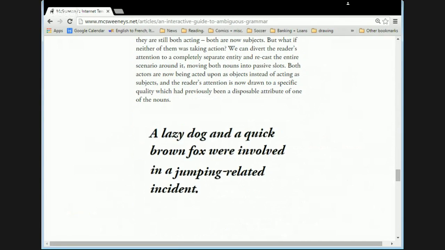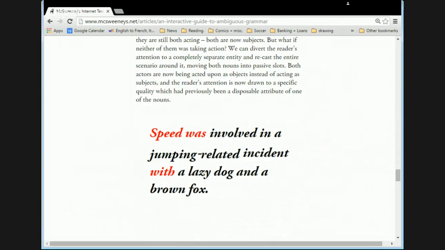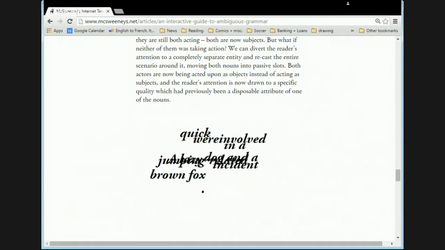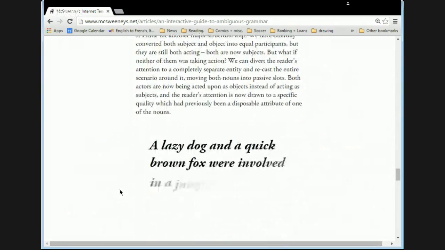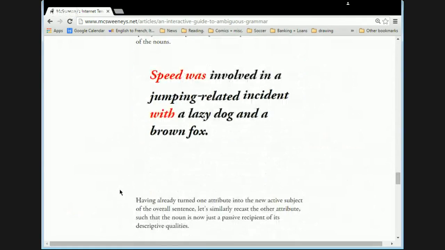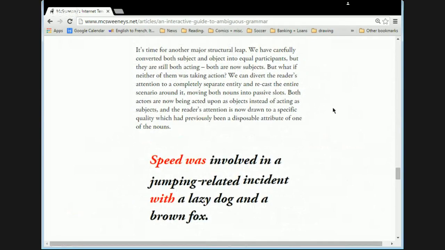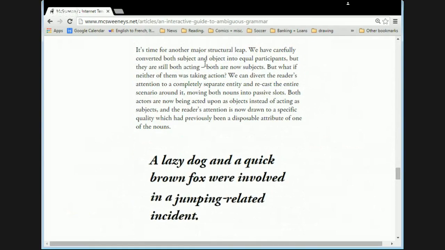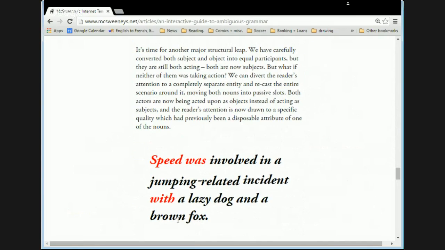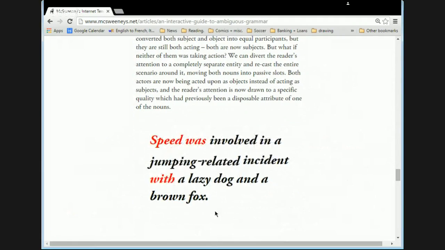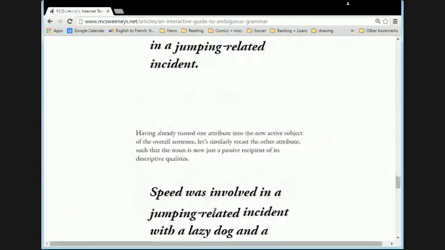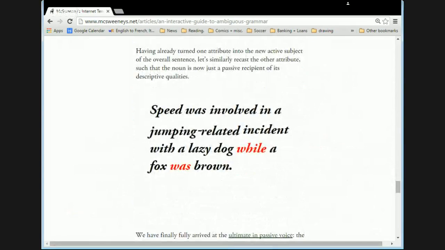Questions? Okay. Can you repeat readers? Readers. Okay. Is everybody kind of following along? So now there's like two objects, and what we described as the quick brown fox has become the subject. So Speed was involved in a jumping related incident with a lazy dog and a brown fox. So yeah, just changing it around a little bit. And let's have Bruno. Can you read the next part?